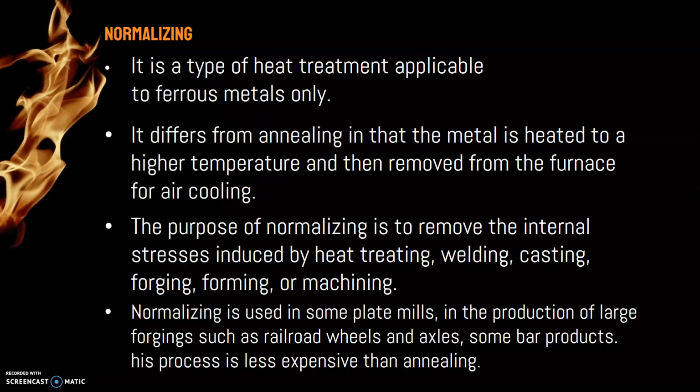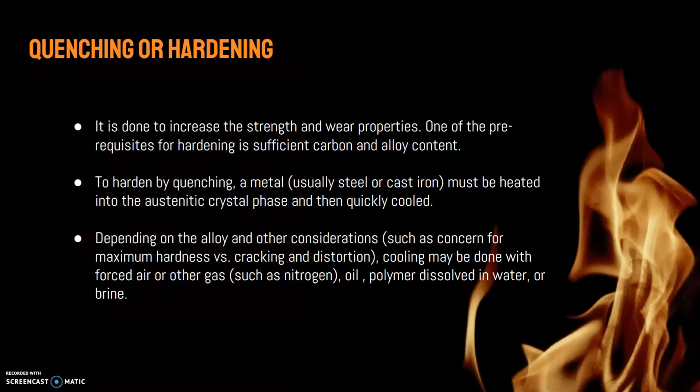Now, normalizing is a type of heat treatment that is applicable to ferrous materials, iron-based materials only. It differs from annealing in that the metal is heated to a higher temperature, then removed from the furnace and air cooled. The purpose of normalizing is to remove the internal stresses induced by heat treating, welding, casting, forging, forming, or machining. Normalizing is used in some plate mills, in the production of large forgings such as railroad wheels or axles, and in some bar production, and is less expensive than annealing.